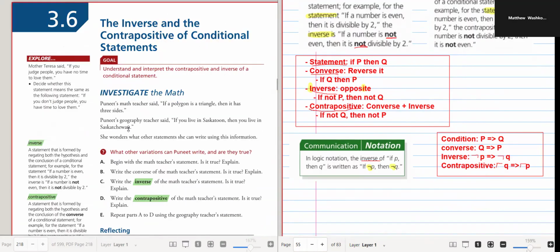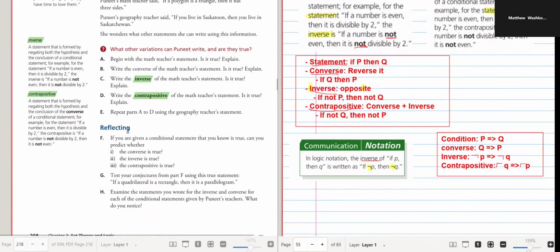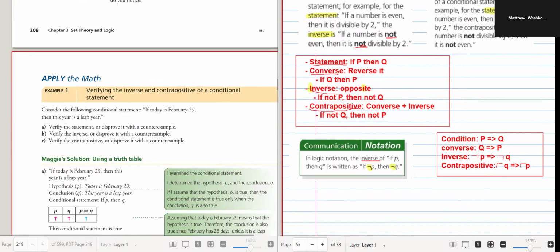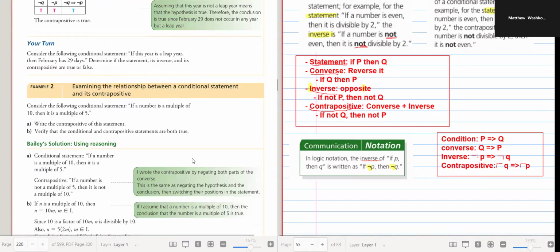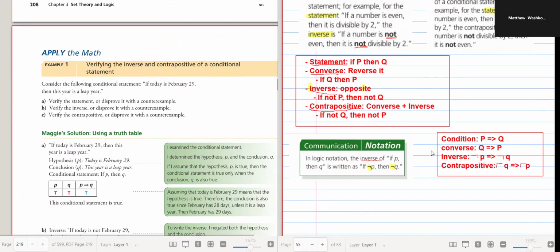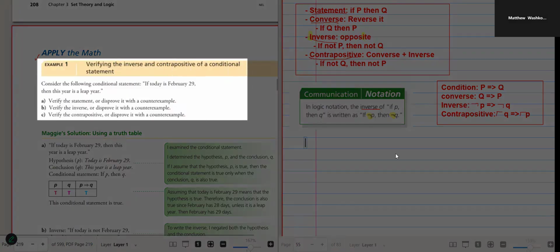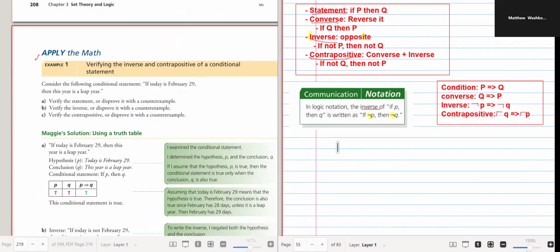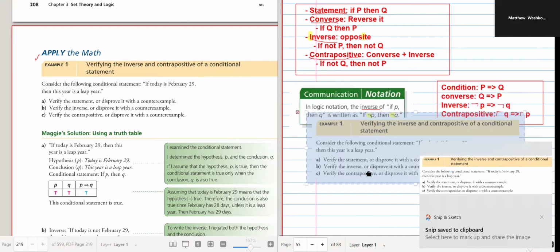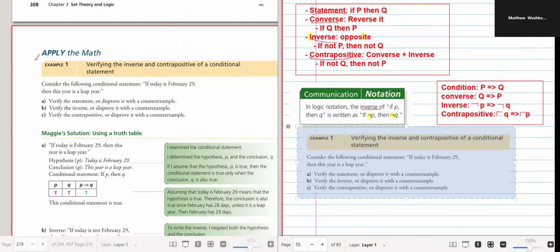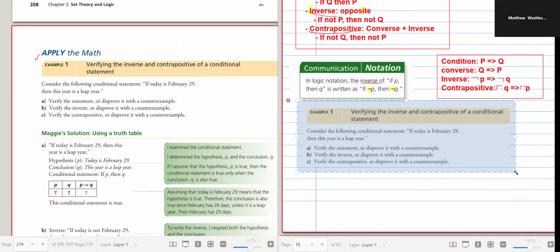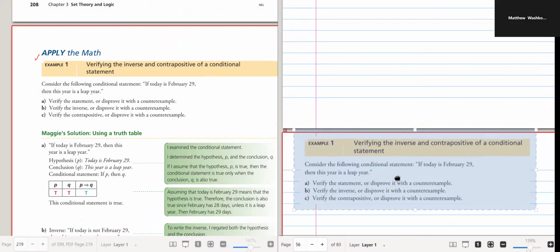So, let's do example one. I'm going to mix it up here. I'm going to go example 1 to 3 is what I wanted to do, if I recall correctly. All right. So, we're going to do example one here, which is verifying these statements. I'm going to do this down here.